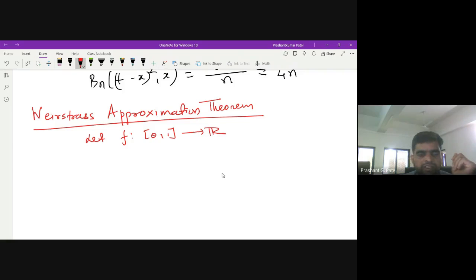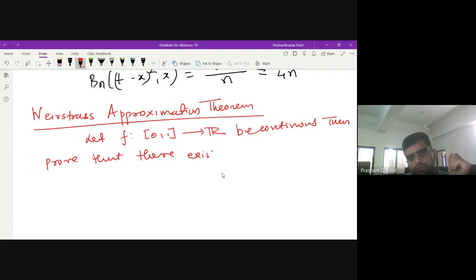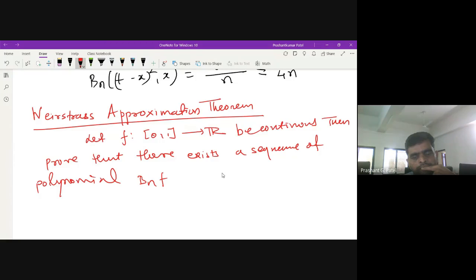So the theorem states in this manner: let f be a continuous function, then prove that there exists a sequence of polynomials Bn of f. What is Bn of f? It is a Bernstein polynomial. So I can say a sequence of Bernstein polynomials such that Bn f converges to f uniformly on the closed interval 0, 1.